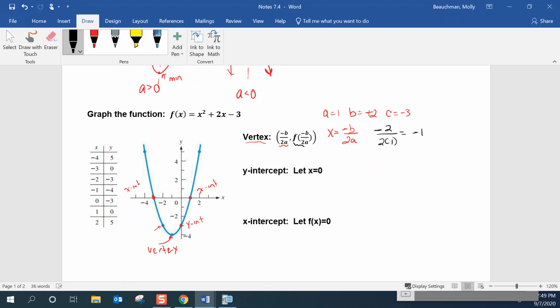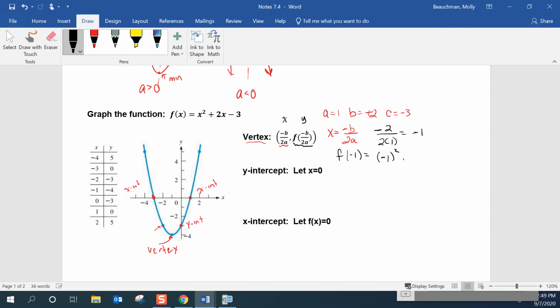Then to find the y coordinate, so this is in the format of a coordinate. This is your x value. This is your y value. To get the y value, we take f of negative b over 2a. What does that mean? We take our value that we just found for x, which is negative 1, and substitute it into the function to find y.